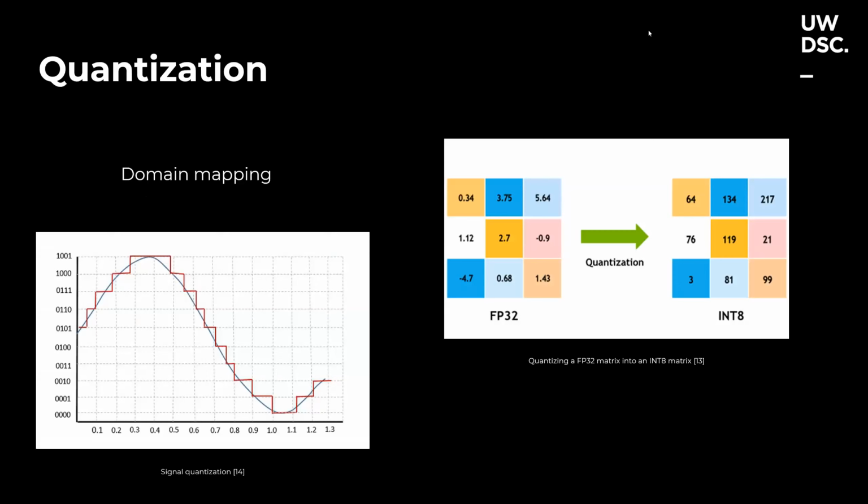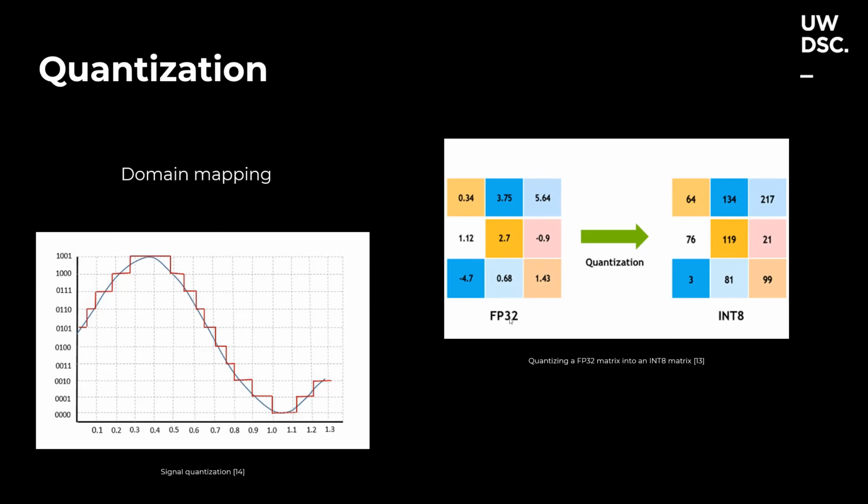In terms of quantization, it is very easy to understand. So let's look at a signal. Let's see this sort of sine curve, and we approximate it using the red line. So if you look at the picture on the right, we have a 3x3 matrix that consists of 32-bit floating points, and we want to quantize it to int 8. And it is very easy to achieve this.